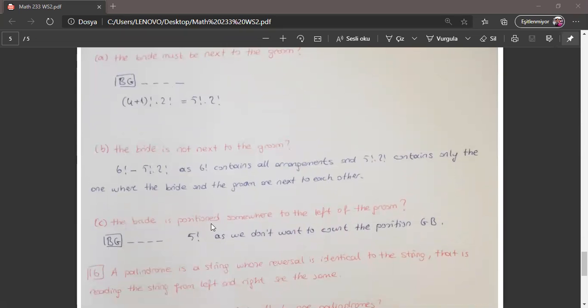And the bride is positioned somewhere to the left of the groom. Now we want them to be like this, okay? Bride and groom, not groom and bride, okay? So we have 5 factorial because we see them as one person, okay? So we have 4 left, so 4 plus 1, we have 5 factorial.